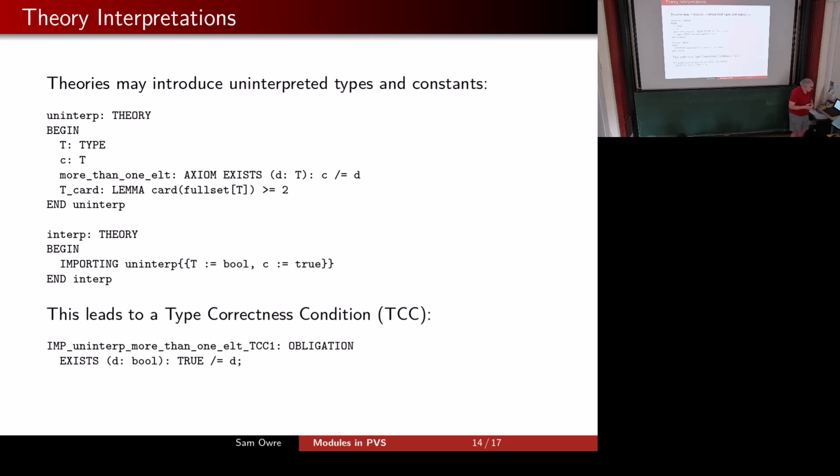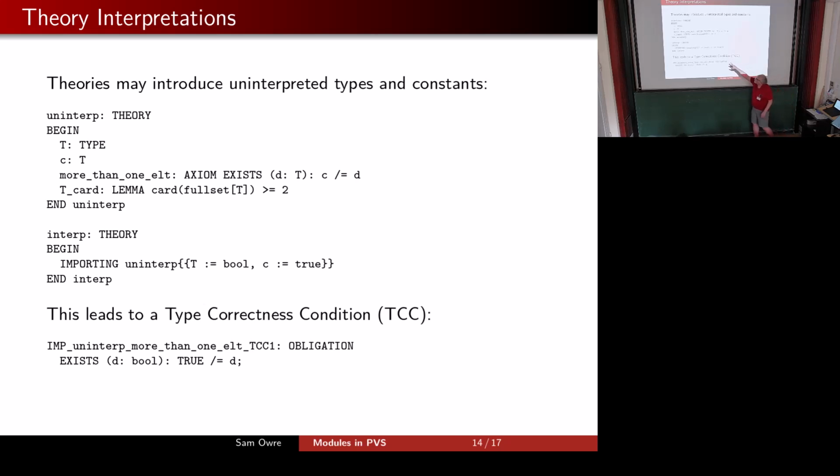As I said, here I'm showing an uninterpreted theory, so there's a type and a constant, and then I'm saying there's an axiom that there's more than one element in that type, and that the cardinality is greater than or equal to is a lemma. Card is defined in the prelude, so it's what you expect, that there exists an n, etc., and an f that's bijective, and etc., etc.